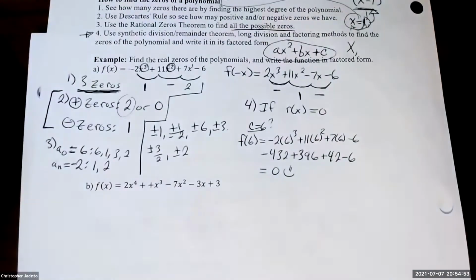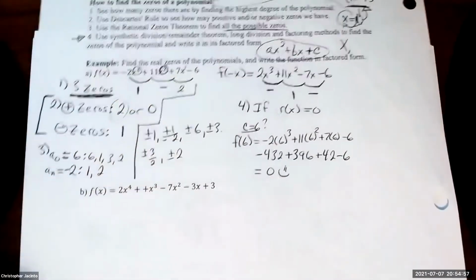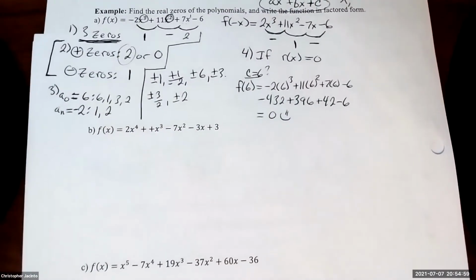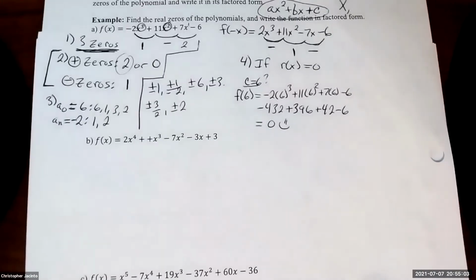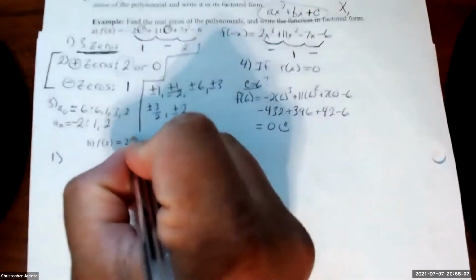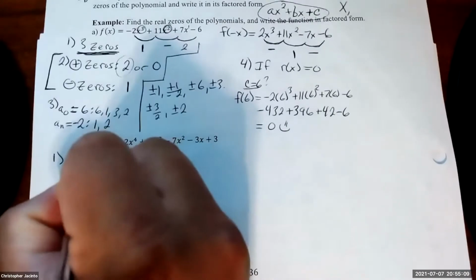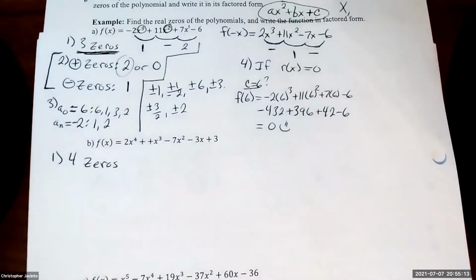Okay, so let's try the next one. Hopefully it gets a little bit more clear. So this was a little harder because it's x to the 4th. So we have to do a little bit more work. But let's do the exact same process we did earlier. Okay, so step 1. So we know it's going to be degree 4. So we know we now have 4 zeros, right? Right, so step 2. I'll do this real quick.